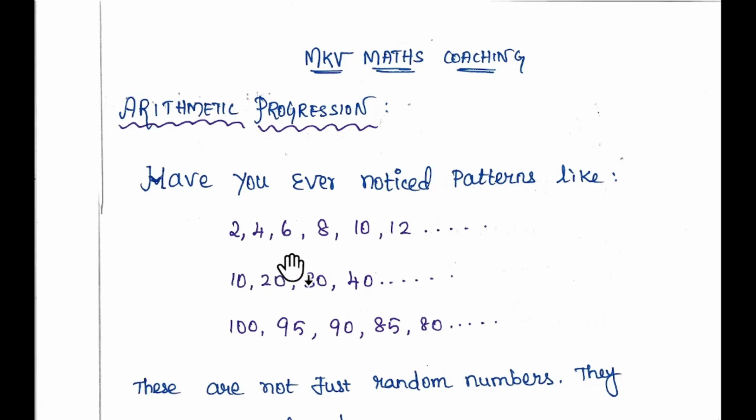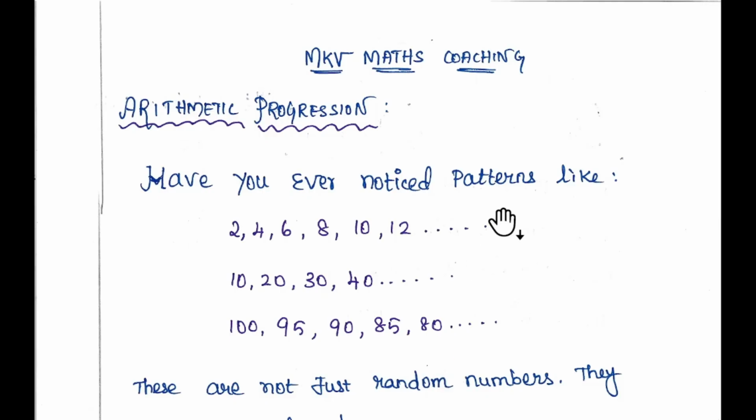The first pattern is 2, 4, 6, 8, 10, 12, right? So every number is increased by 2. That is the rule of the first pattern. So 2 plus 2 is 4, 4 plus 2 is 6, like this. When you come to the second pattern, every number is increased by 10. 10 plus 10 is 20, 20 plus 10 is 30, like this. When you look at the third pattern, every number is decreased by 5. 100 minus 5 is 95, 95 minus 5 is 90, like this, right?